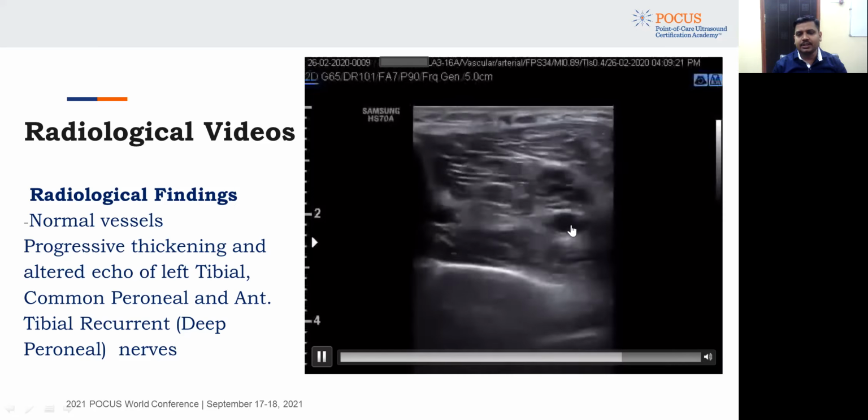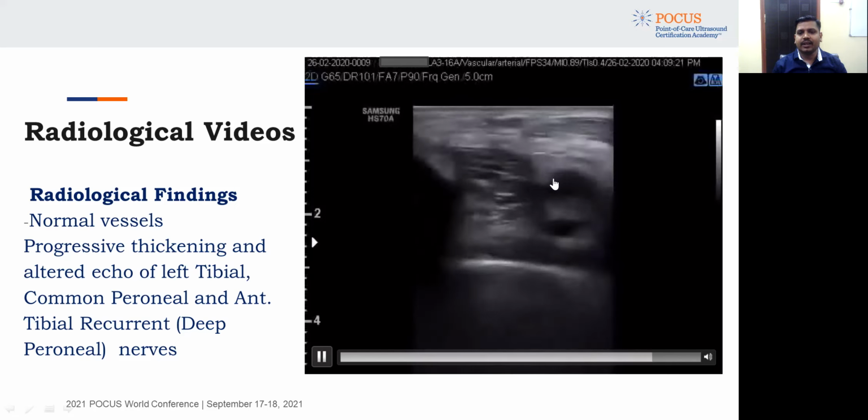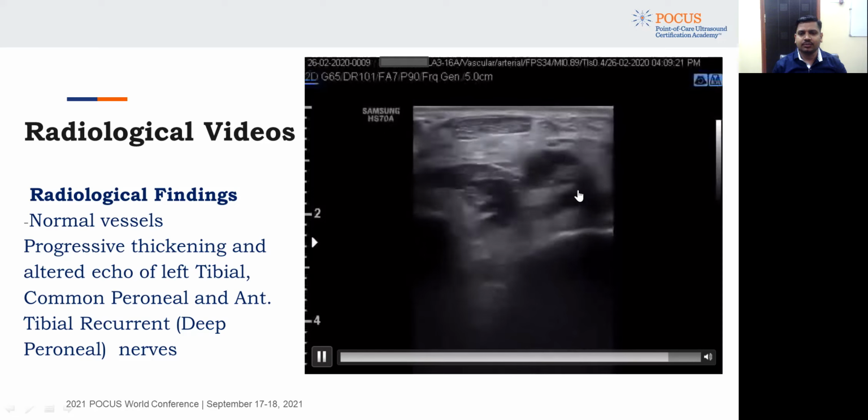This is the anterior tibial artery, and this is the nerve accompanying it. We can see the significant increase in the cross-sectional area of the nerve.